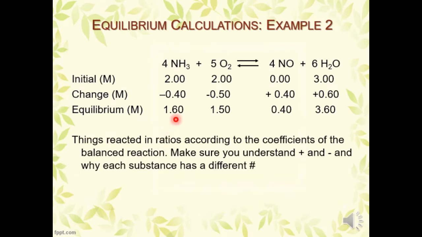Where x is equivalent to 0.1. So substitute the value of x in each of the change values, so we can calculate the equilibrium. Because the flask used is only 1 liter, the equilibrium concentration for every species is already reported in molar. So 1.6 molar, 1.5 molar, 0.4 molar, and 3.6 molar.